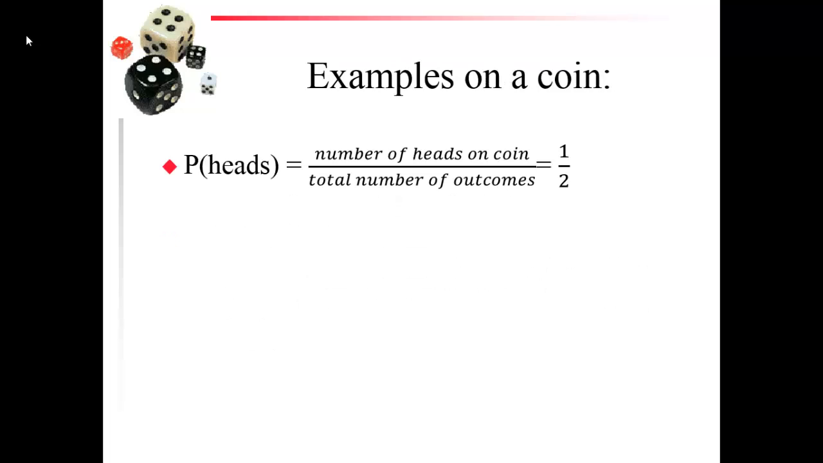So an example on a coin. Theoretically, the probability of getting heads is the number of heads on the coin, which is 1, over the total number of outcomes, which is 2. So the probability is 1/2.